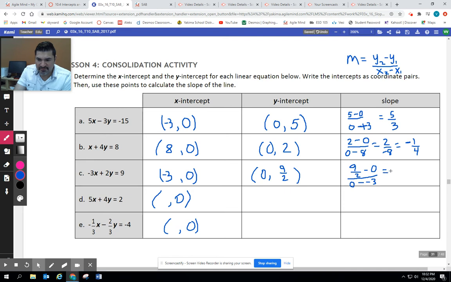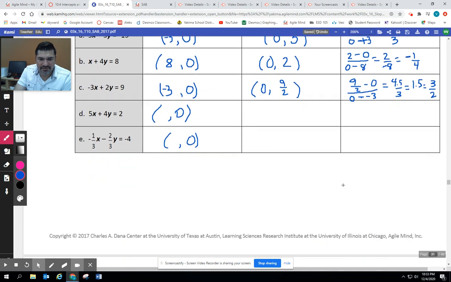Okay, so on top I'm just going to put 4.5. 9 halves is the same thing as 4.5. And minus 3, remember that this changes to a positive, so it's going to be 3. And if you divide this out, you will end up with 1.5. Or, if they want it in fraction form, 3 over 2. 3 over 2 is the same thing as 1.5.